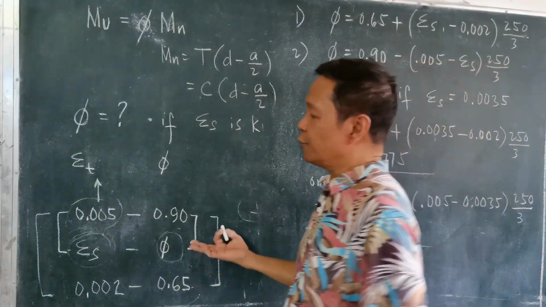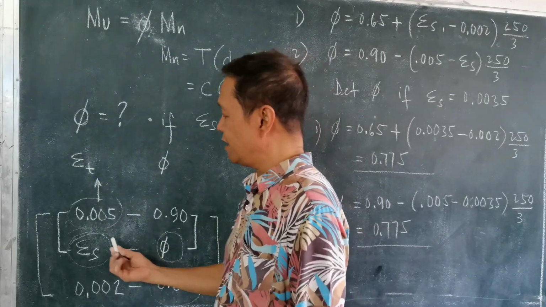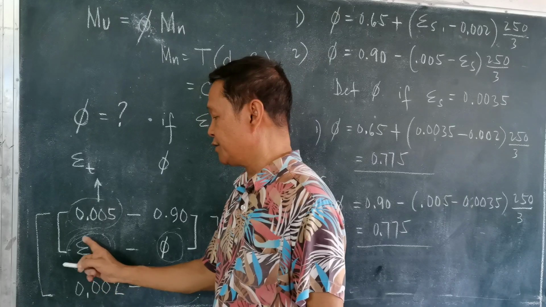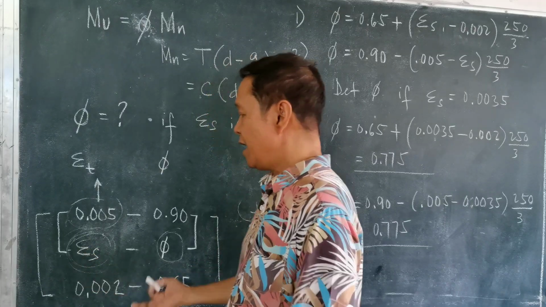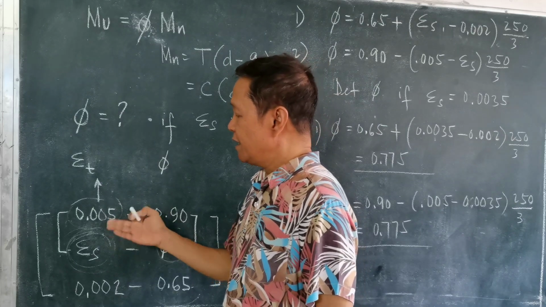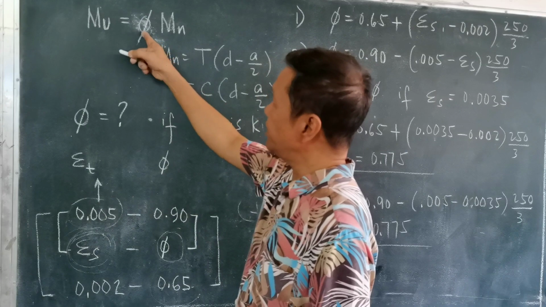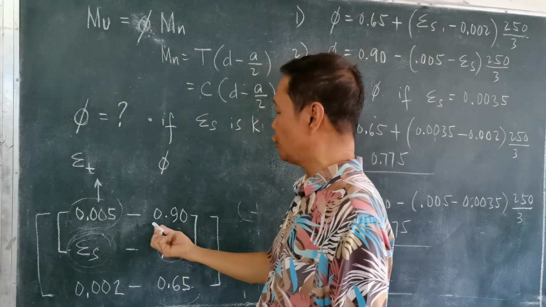In our next topic, which is investigation problems, what we can usually solve there is the actual strain in the steel, the strain sub t. And if the actual strain in the steel that you will solve is 0.005 and above, then the value of phi in this formula will automatically be 0.9.